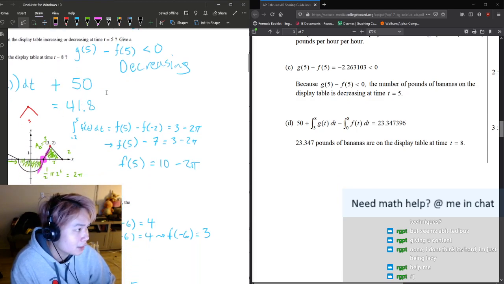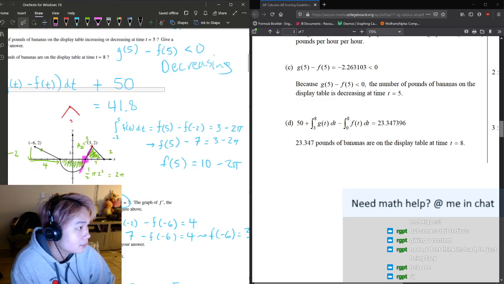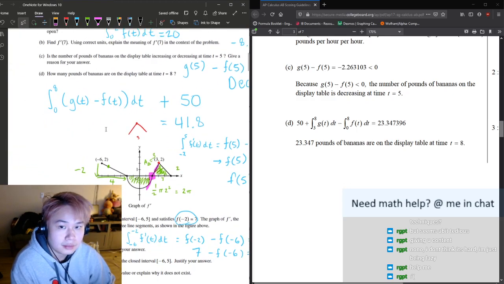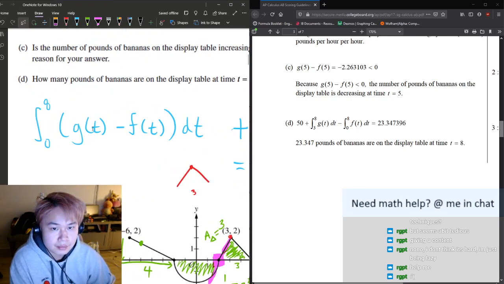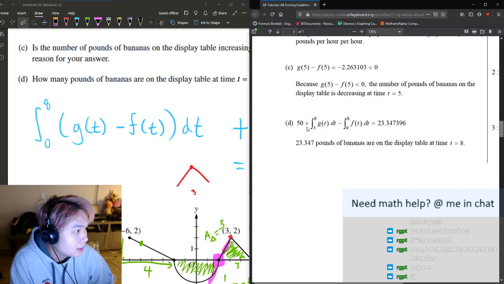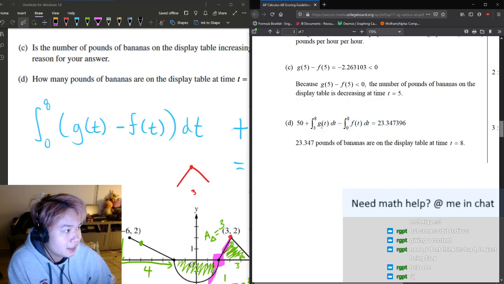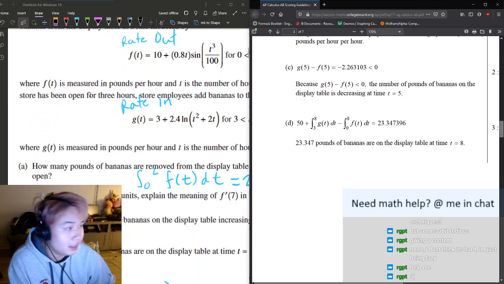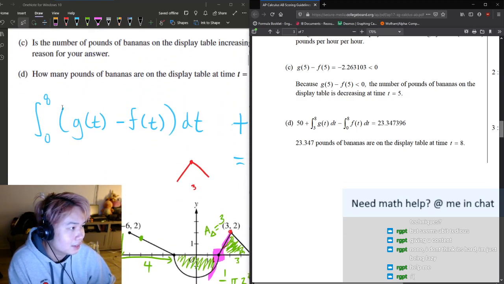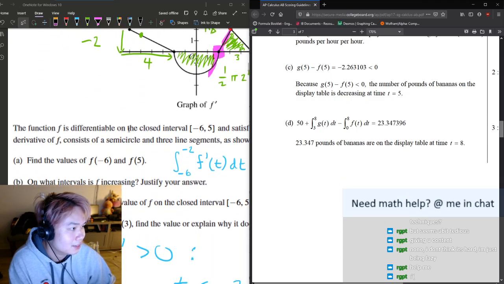41, so I went wrong somewhere. So let's see where I went wrong. Oh shoot, I forgot. G is the amount of bananas that get restocked, and they don't start at 0, they start at 3. I think they told you that earlier. Yeah, after 3 hours. So this is wrong. That sucks.